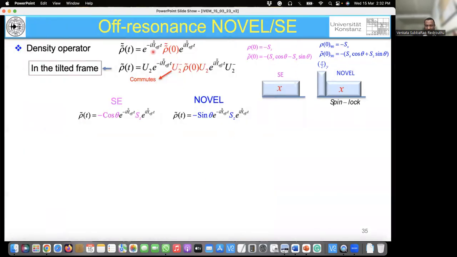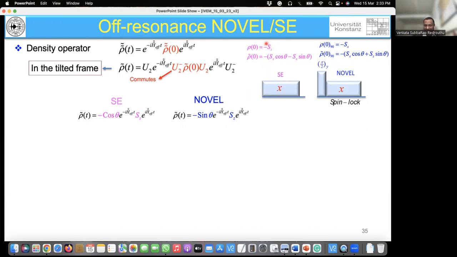So now we have the H effective in the interaction frame, and the goal is to calculate the density operator in the interaction frame. That's what we are doing here. So this is the density operator in the interaction frame. We can rewrite this in the tilted rotating frame. We always prefer to do the calculation in the tilted rotating frame. So this is the expression in the tilted rotating frame. So for solid effect, now I can make two cases. One is a solid effect case and another is a novel case. In the solid effect case, we have no flip pulse.